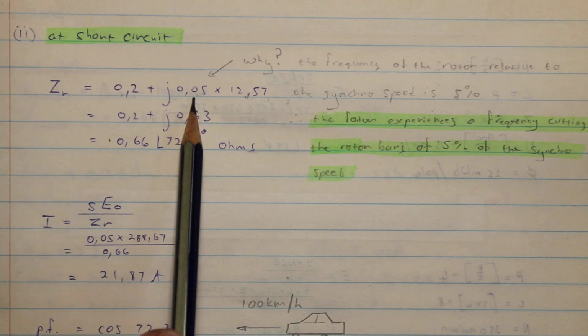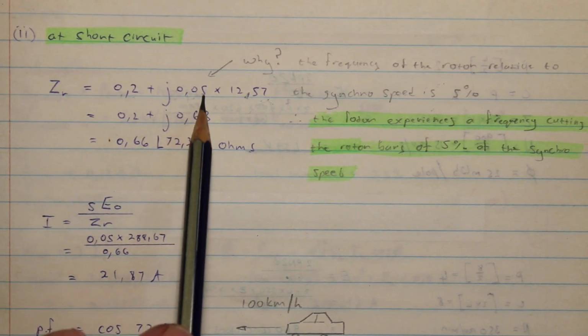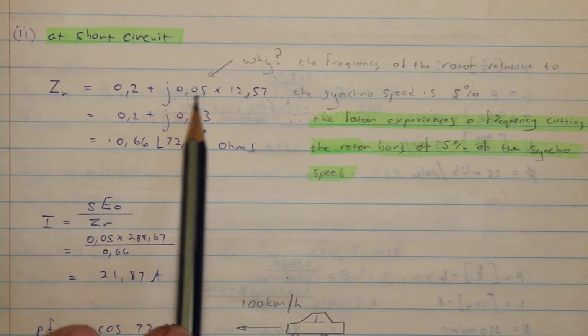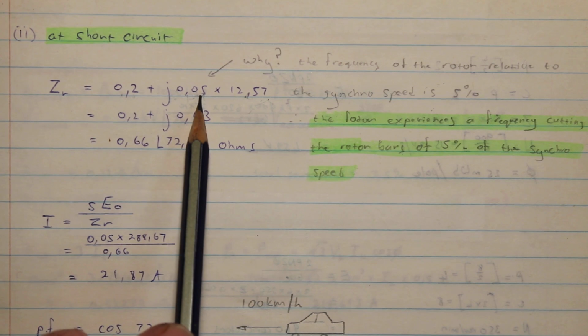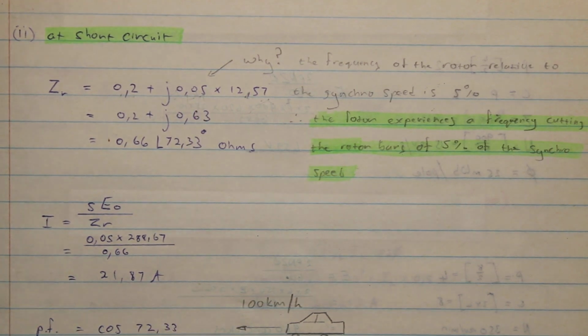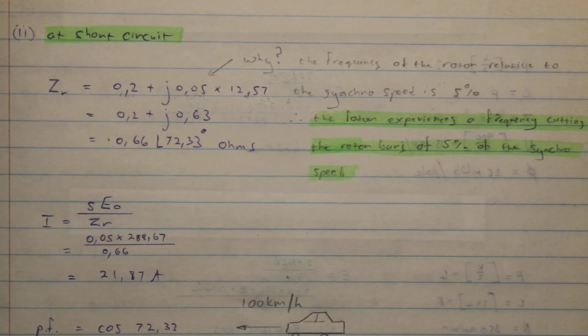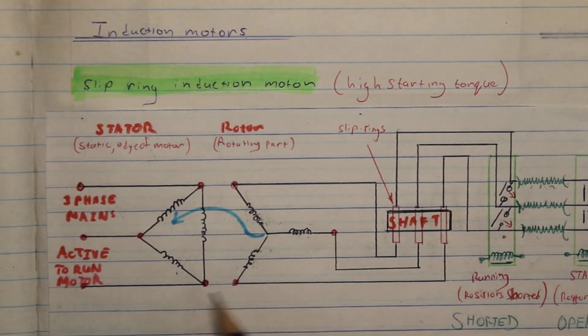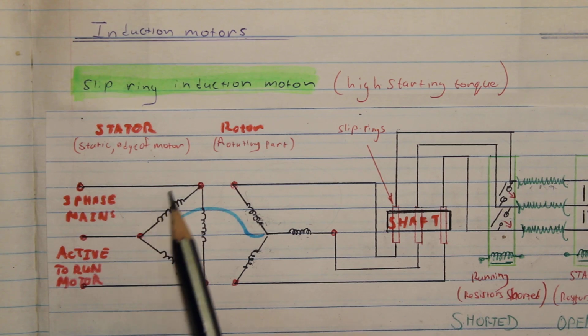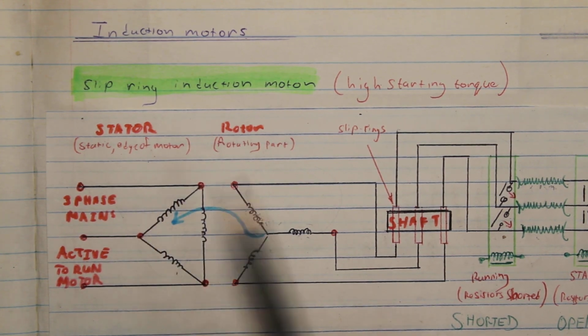Now, why have I multiplied this by 0,05? Okay, and that is actually 5%. All right, and why have I done that? They told us in the question, they said also calculate the current and the power factor when the slip rings are short circuited and the motor is running with a slip of 5%. All right, so the rotor is now moving at almost full speed. So the frequency of the rotating magnetic field of the stator, so let's look at the picture when you look at this.